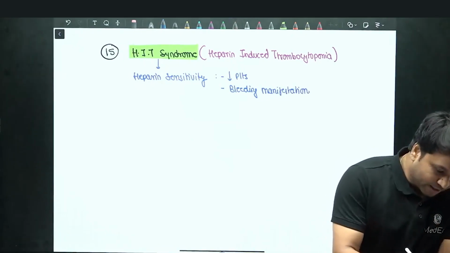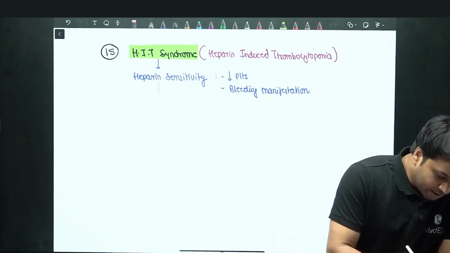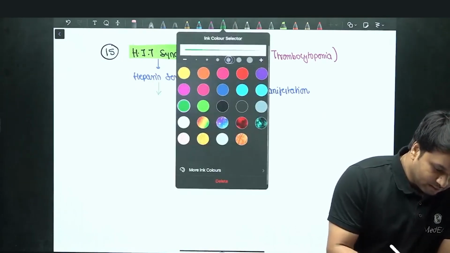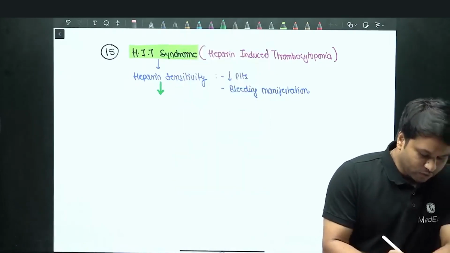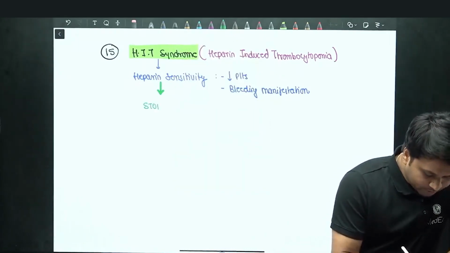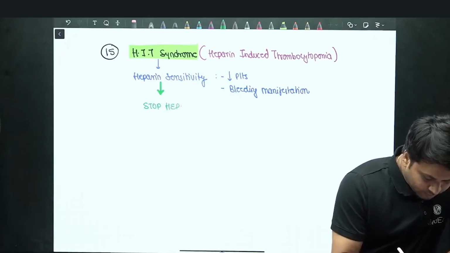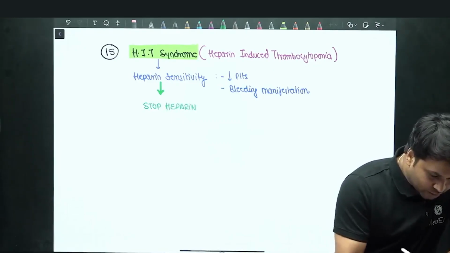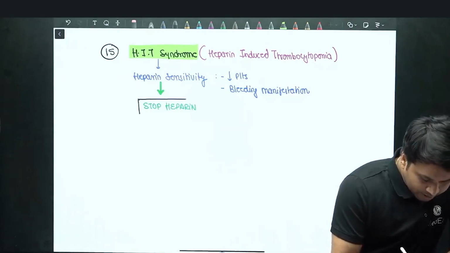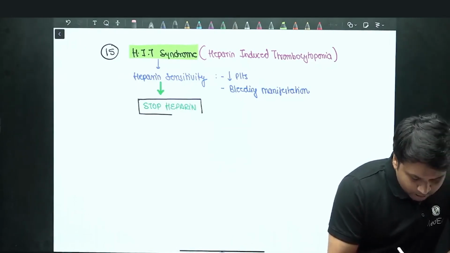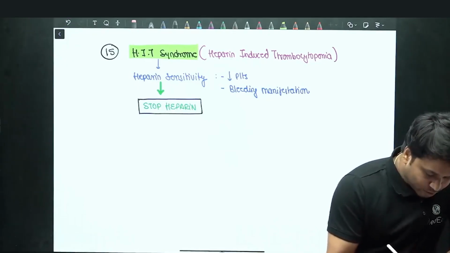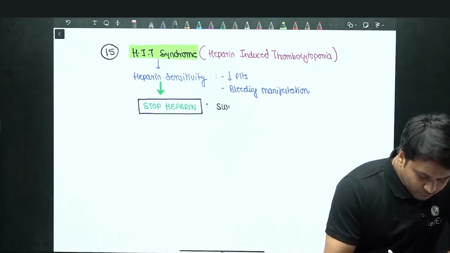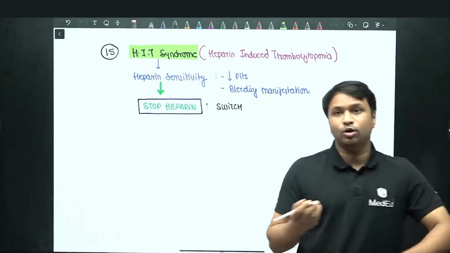So the minute you suspect a patient is having a heparin sensitivity, the first thing you have to do is to stop heparin immediately. But the problem is you cannot stop anticoagulation because this patient is developing DVT on the contralateral limb. So I have to switch. When you stop heparin, you have to switch to the novel anticoagulants or newer drugs.